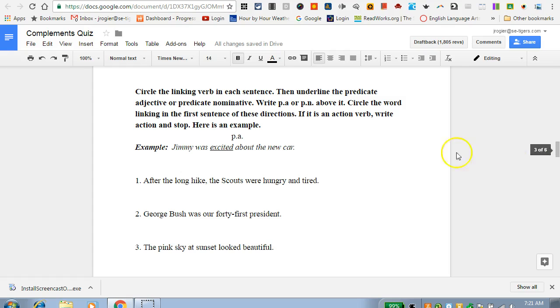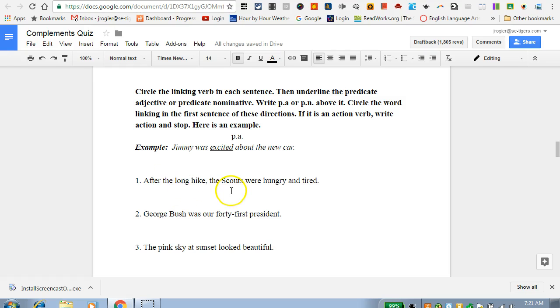Here's an example. Jimmy was excited about the new car. We've underlined excited, put PA above it. In this case, I will go ahead and boldface the linking verb and then underline the PA or PN, and then I'll just tell you if it's predicate adjective or predicate nominative.